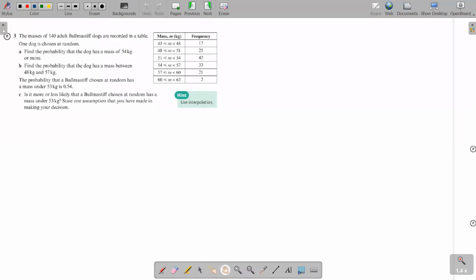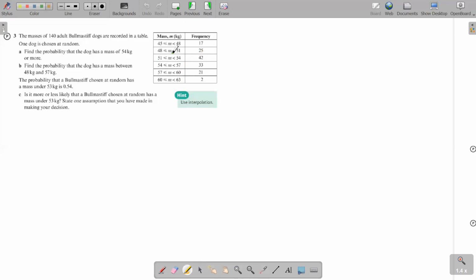Okay, so next I'll move on to question number 3. The masses of 140 adult bull mastiff dogs are recorded in a table. One dog is chosen at random. Find the probability that the dog has a mass of 54 kilograms or more. The masses are given to you here. Masses between 45 to 48 have 17 dogs. Between 48 to 51, there are 25 dogs and so on. They want the probability that the dog has a mass of 54 kilos or more.